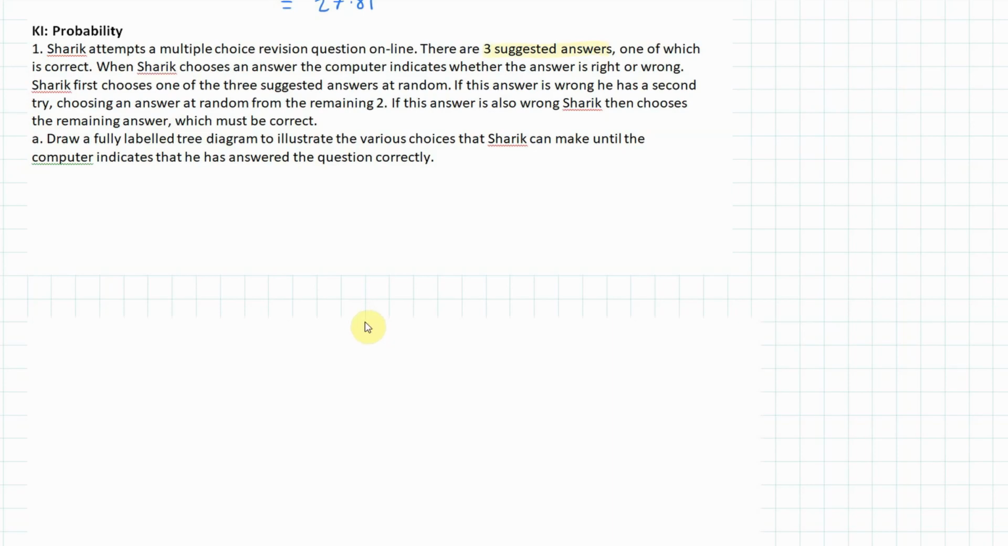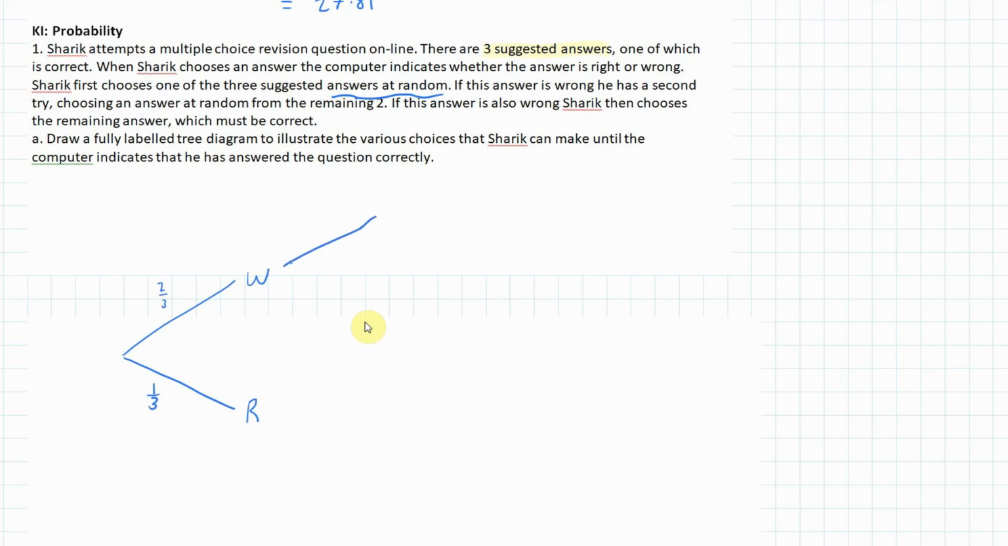We've got to draw a labeled tree diagram. Well, he could be wrong, or he could be correct, or right on his first attempt. Now he's got a 1/3, assuming he's guessing. Yes, he's guessing answers at random. So that means he's got a 2/3 chance of being wrong. Now, if he gets it right, he stops. So this branch at the bottom just finishes there, doesn't it?